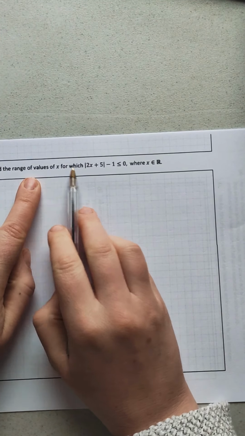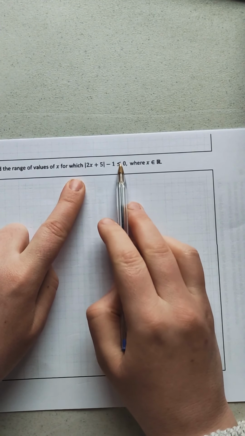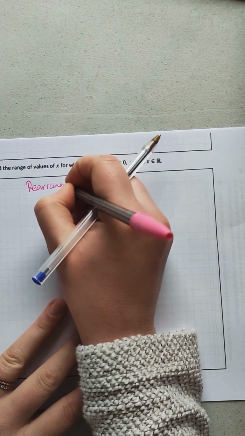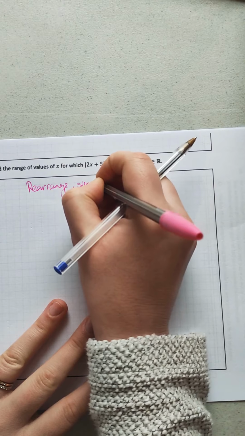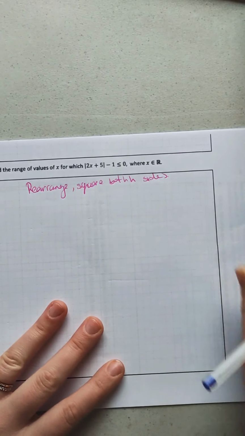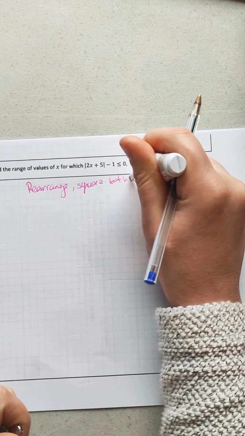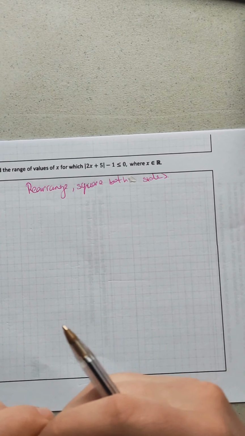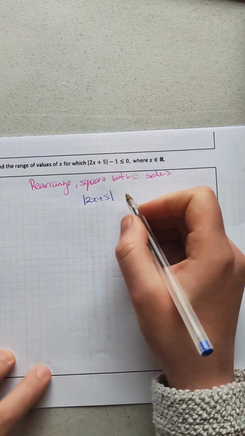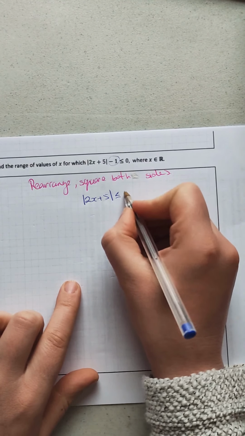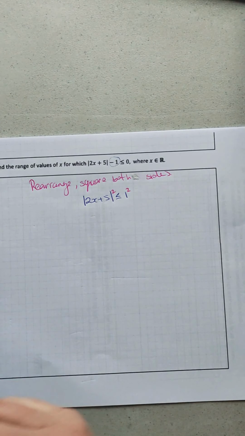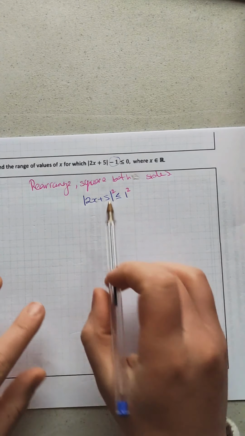So, find the range of values of x for which this is less than or equal to 1. So, two things to do: rearrange and square both sides. So get the modulus by itself on one side. So I'm going to have 2x plus 5. What will that become when it goes over? So it's less than or equal to 1. Now, square both sides. That will deal with your modulus. So modulus means we take the positive, but I'm just going to do it by squaring both sides.